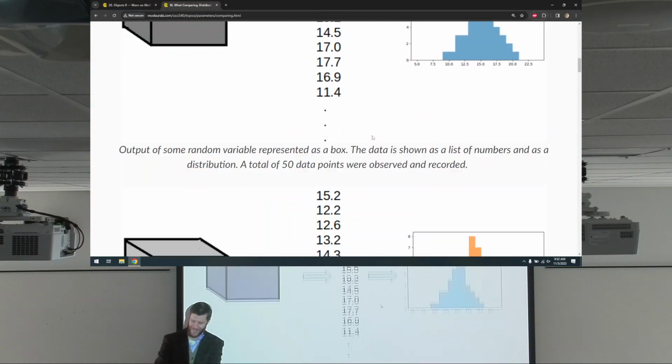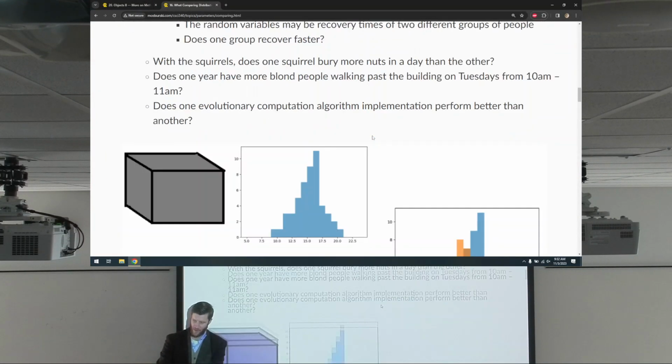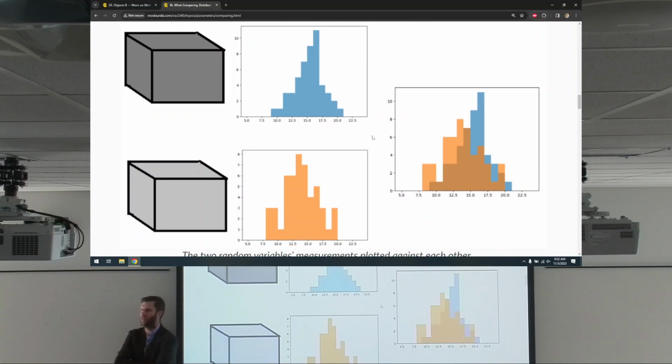So last time we were talking about this idea of random variables and how a random variable is not really a variable, nor is it random, but it's some phenomenon. And I can make observations of it, and I can store the observations in a list, and then looking at a list of numbers is kind of annoying, so it's a little nicer to look at a distribution.